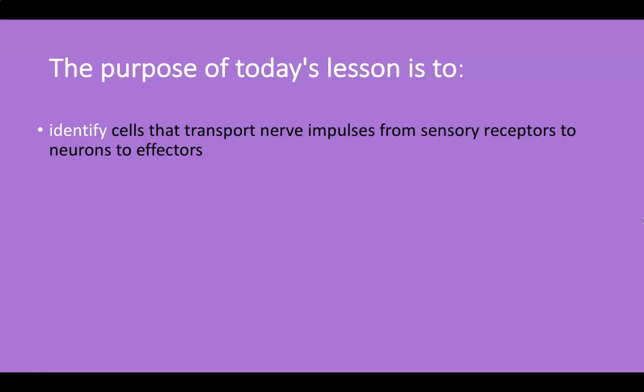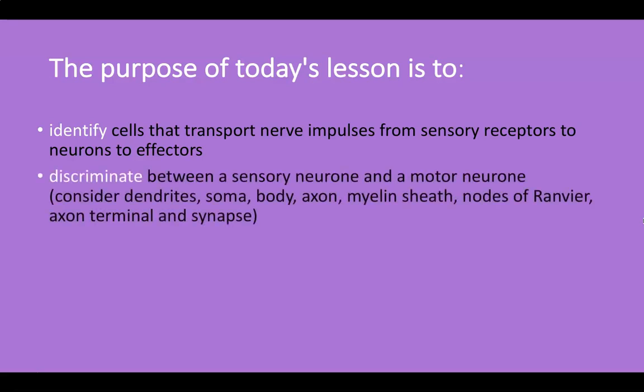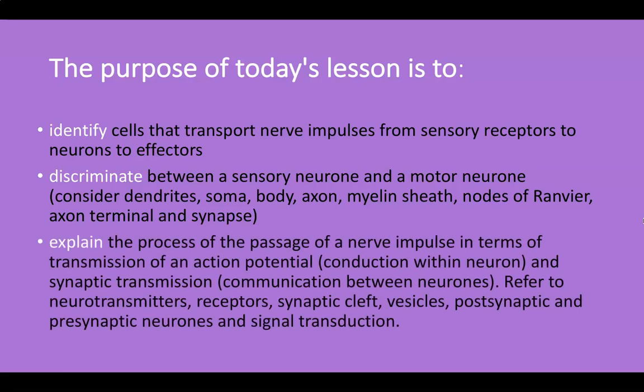We'll look at the structure and function of the neuron. We will also discriminate between different types of neurons. So there's sensory and motor. There's also interneurons, which we'll get to. Then we will explain the process of how nerve impulses travel. So firstly, within the neuron, that's called an action potential, how it moves, but then also how that impulse travels between neurons. So we're going to look at synaptic transmission.